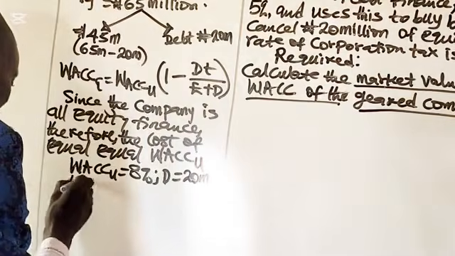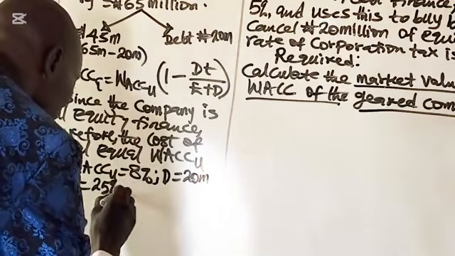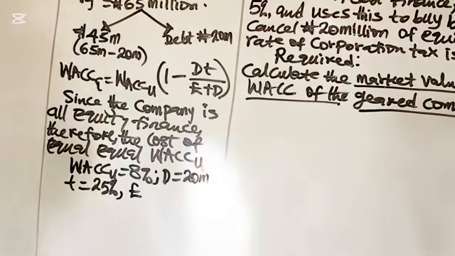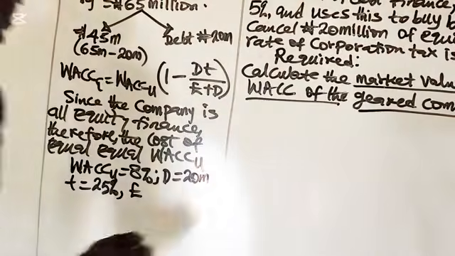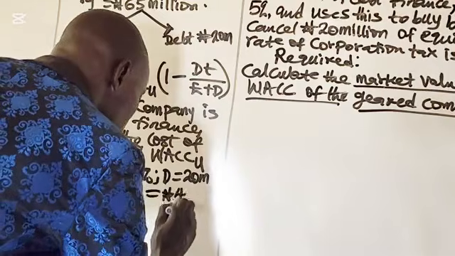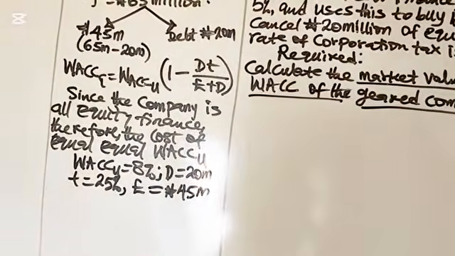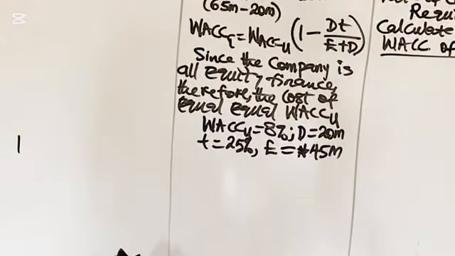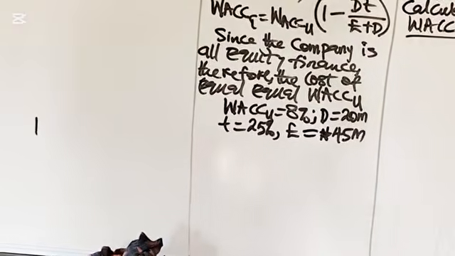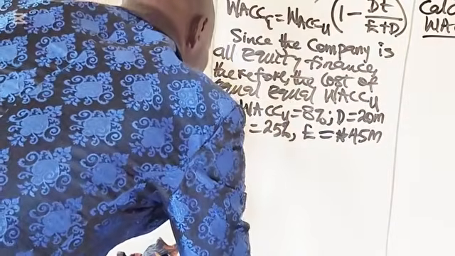T, which is tax rate, 25% as given. Then E, the market value of equity. From our initial estimate, we have the value of equity to be 45 million. So with this information, you can substitute into the WACC formula in order to calculate the required WACC of a geared company. So what will now be the WACC of a geared company now?